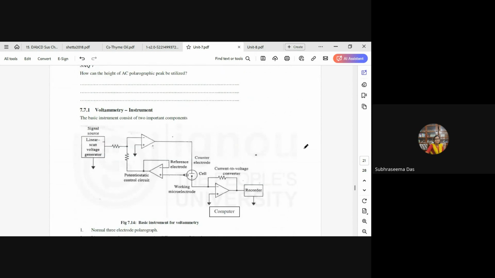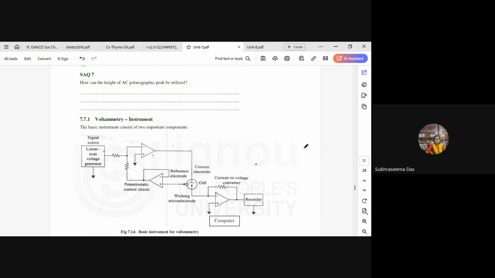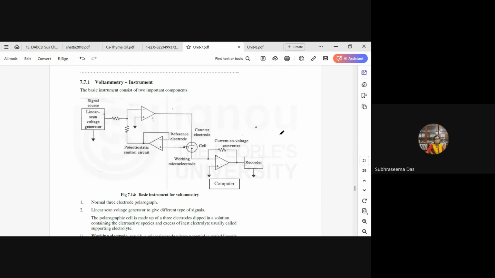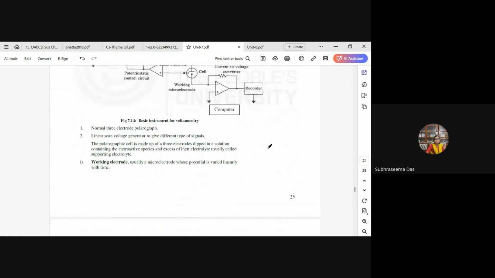So then coming to the voltammetry instrument. The basic instrument consists of two components. Now here in figure 7.14, the basic instrumentation is shown. First is a normal 3 electrode cell. Second is a linear scan voltage generator to give different types of signals.